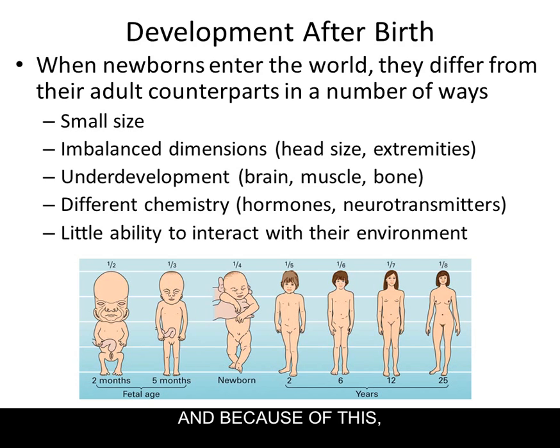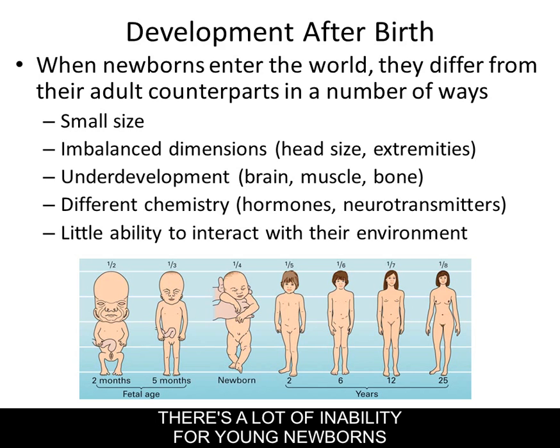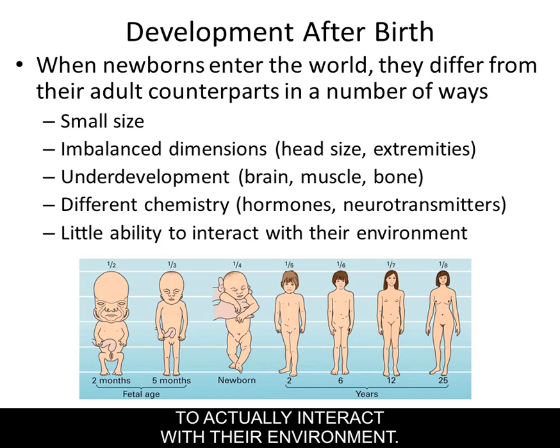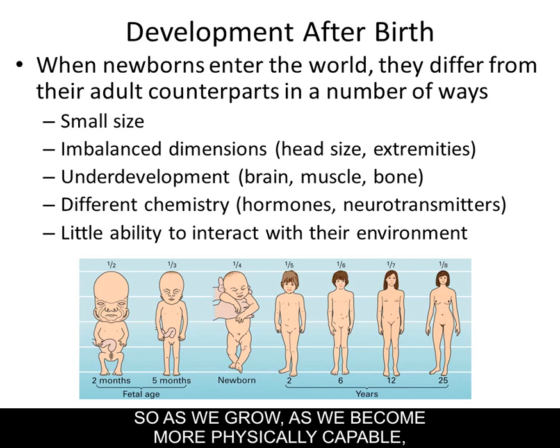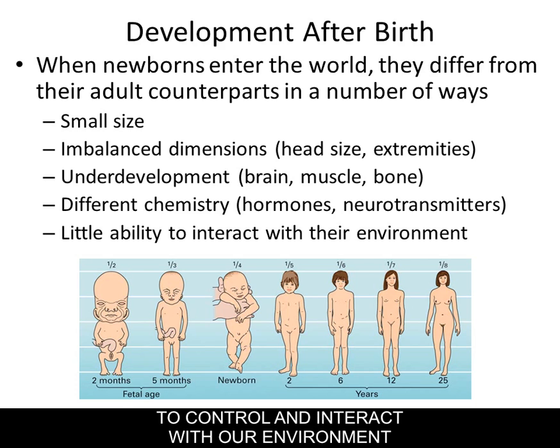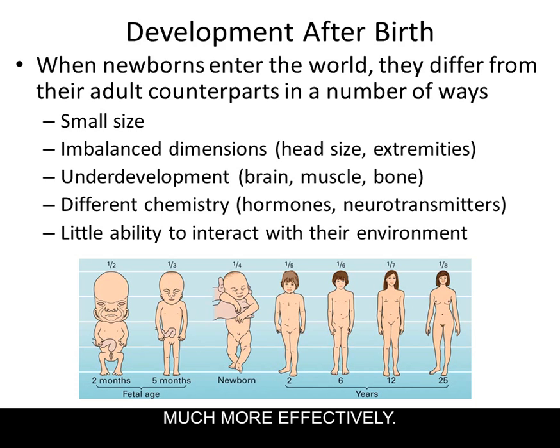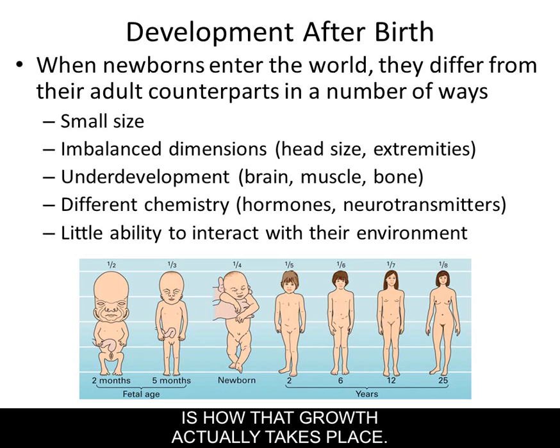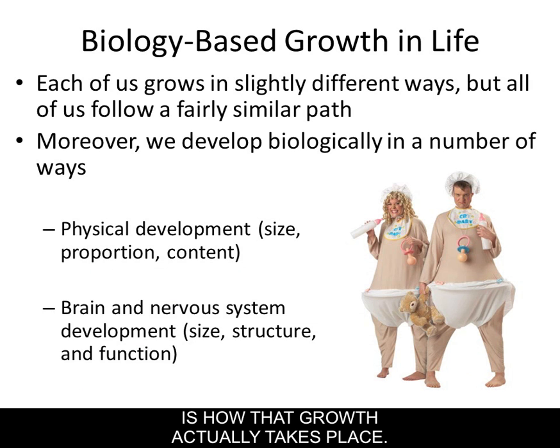And because of this peculiar size, this lack of balance, this lack of coordination within, there's a lot of inability for newborns to actually interact with their environment. So as we grow, as we become more physically capable, we actually have the ability to control and interact with our environment much more effectively. And what we're going to study today is how that growth actually takes place.